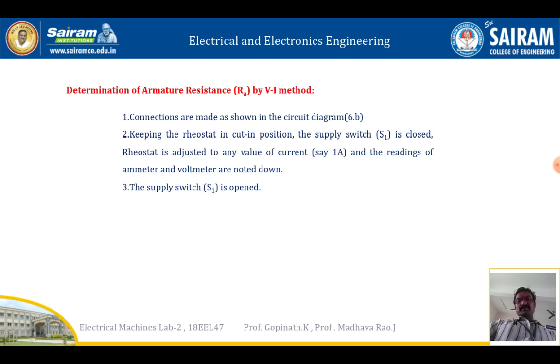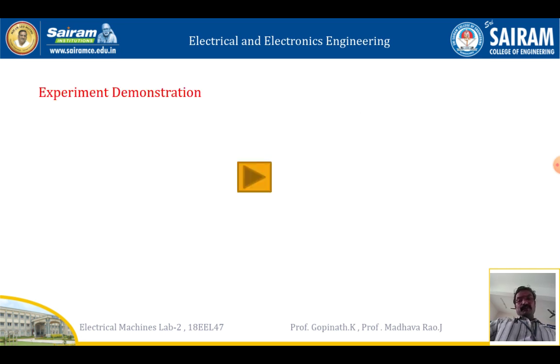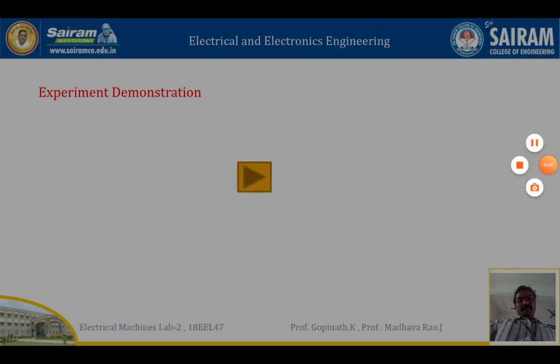For determination of armature resistance, connections are made keeping the rheostat in cut-in position. The supply switch S1 is closed. The rheostat is adjusted to any value of current, say 1 amp, and the readings of ammeters and voltmeters are noted down. The supply switch is opened. Let's see the demo of this experiment.